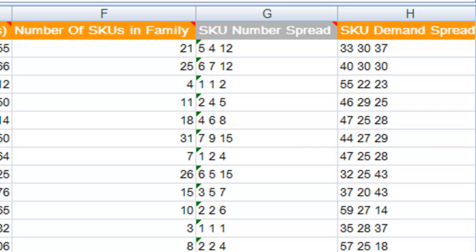SKU number spread and demand spread indicate how the total demand in the family is to be spread or divided among the SKUs in the family. Each data point groups SKUs into a logical subfamily that attracts a portion of the demand. Using product family PF1 as an example, it has 3 data points. The first SKU subfamily has 5 SKUs and attracts 33% of the projected demand for the product family.